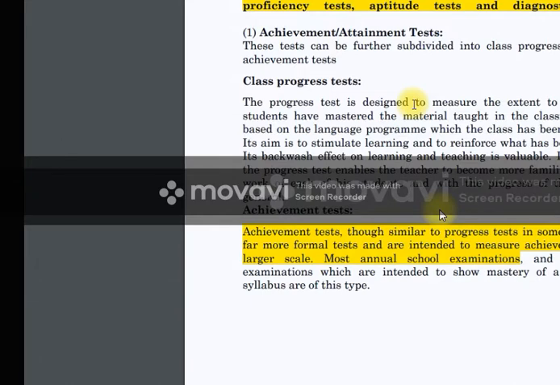For example, I teach you English grammar in your MA studies. So at the end of the semester, you have to pass a test. So what do we call this test? Is it achievement or proficiency test? Achievement. It's okay, you are right.